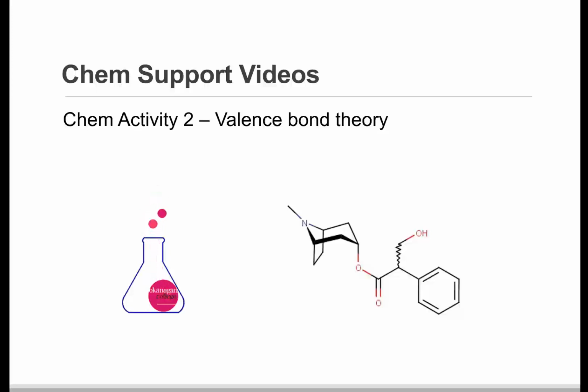This is the first of 3 videos concerning valence bond theory. To begin with, a little bit of a preamble. Valence bond theory is a model that allows us to picture chemical bonding. It allows us to make predictions about chemical bonding.